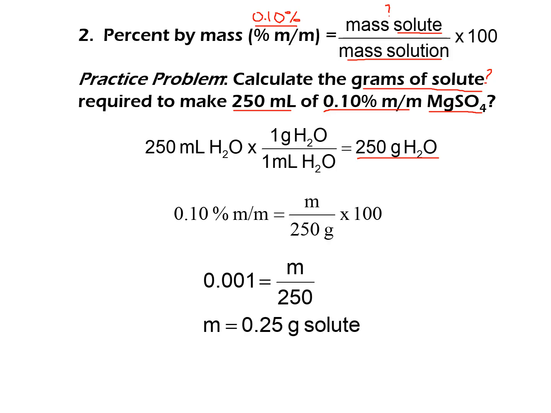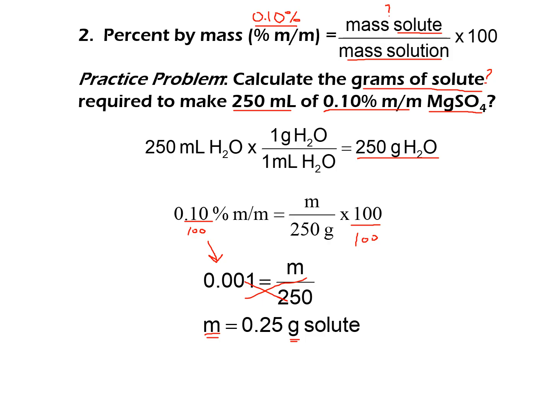So the first thing I would have done to solve this is I would have taken that 100 that's over there. If you want to get rid of that 100, you're going to have to divide both sides by 100. So I divided both sides by 100, and then it turns into a cross multiplication. Right? That's where I got that from. So then it's 0.001 equals M over 250. Now I can cross multiply. So M equals 0.25. This is a mass, so it's going to be in grams.